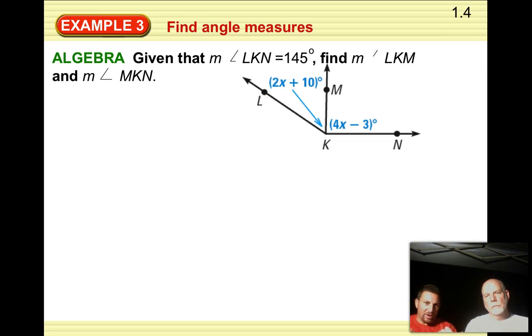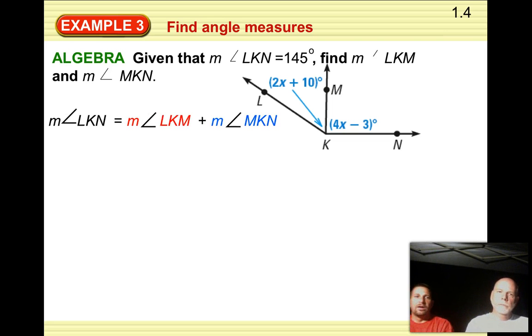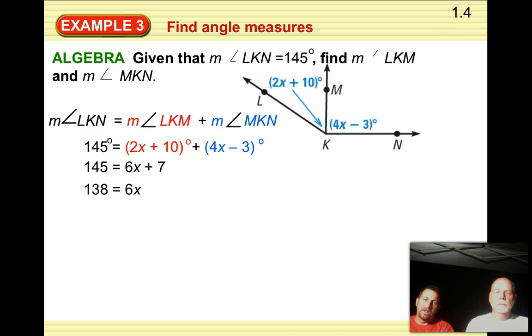Well, just like we have the segment addition postulate, we can also apply that to angles and have an angle addition postulate and say that this part angle plus this part angle equals the big angle. So part plus part equals whole comes back into play again. And so all I've got to do is go 2x plus 10 plus 4x minus 3 equals 145. There it is right there. And then all you have to do is combine like terms, move things around, and you get 6x equals 138 after you do some addition, and then divide that through, and you get x is 23 degrees.